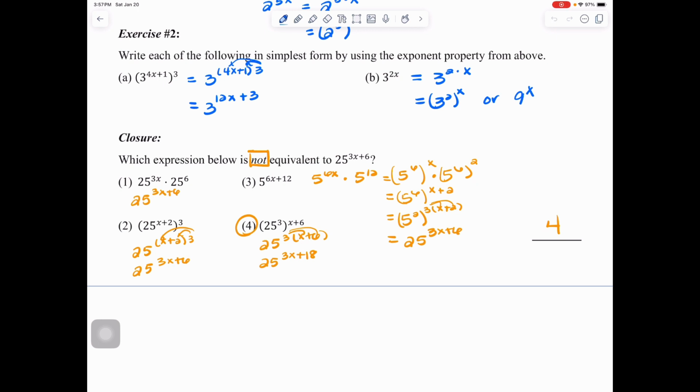Then when you get to number 4, you've got power to a power again, so you multiply your exponents. 3 times x plus 6 would be 3x plus 18. The original exponent was 3x plus 6, so number 4 is the one that is not equivalent to the original expression. And that concludes our lesson on equivalent exponential expressions.